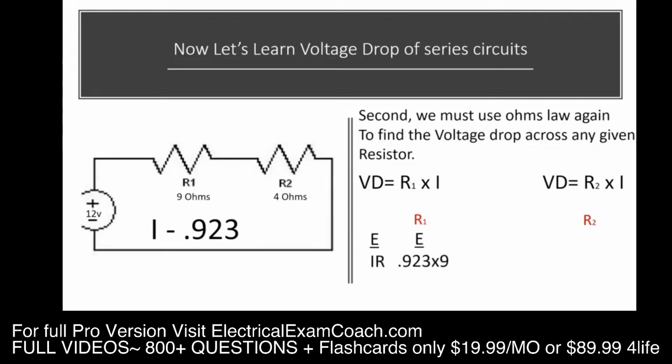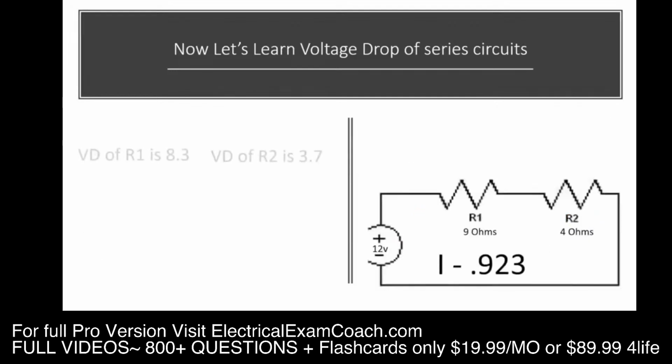In this case, we know the I and we know the resistance, and we're looking for the voltage drop. So we just multiply those two together. On this other side here, we just plug in the knowns, we know the amperage and the resistance, and we multiply that, and that's going to give us the voltage drop. So the voltage drop of R1 is 8.3 when we did our multiplication, and the voltage drop of R2 is 3.7.